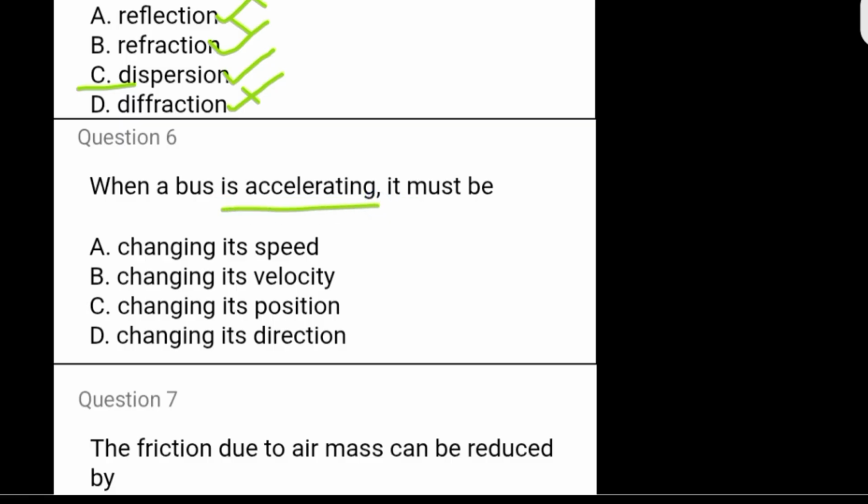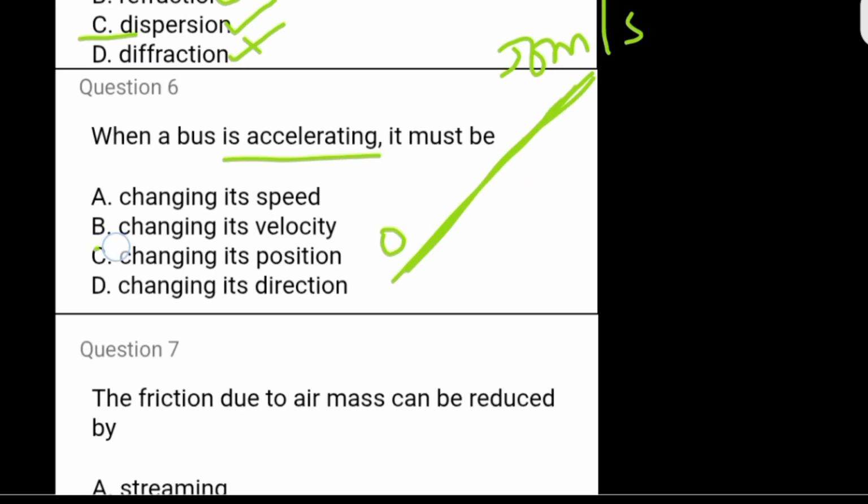So if something is accelerating, that means it is changing its velocity. The velocity of that object will be rising like this. This means it is accelerating, maybe from 0 to 50 meters per second. So accelerating means changing its velocity. Okay, so that's B.